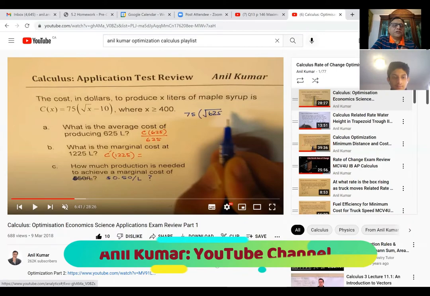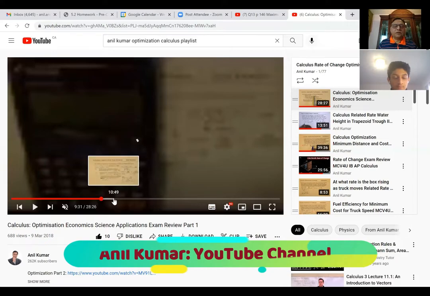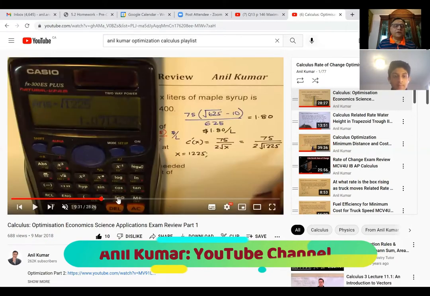How much production is needed to achieve a marginal cost of 50 cents per liter? In that case, what will you do? You can plug in 0.5 as C prime of X, right, sir? And evaluate for X, get the value. Correct. So that is how you're going to answer this question. It was relatively straightforward, right? So we'll now move on to the next question.